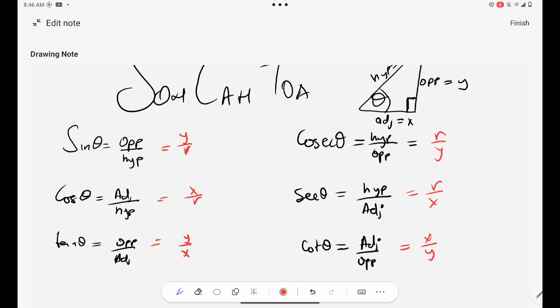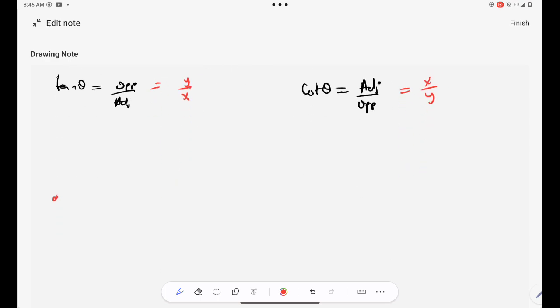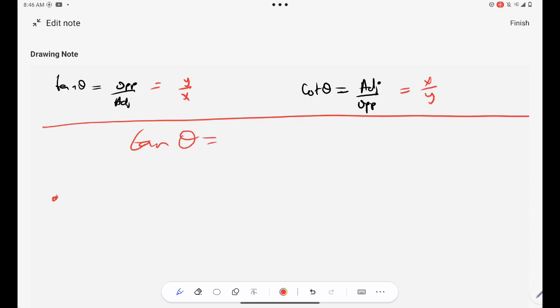So do you agree that if you know X, Y, and R for every given right angle triangle, you can answer anything that you want? Are you together? For example, let's say I'm given something like this. Tan theta is equal to negative 4 over 3, and I'm told that theta can only be found in the first and second quadrant.